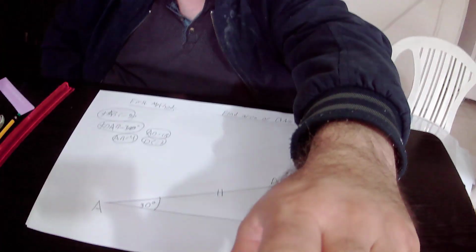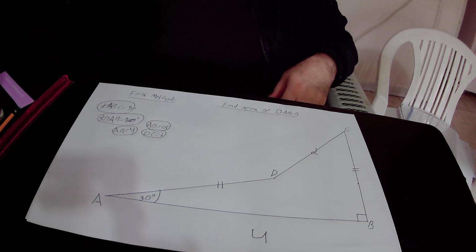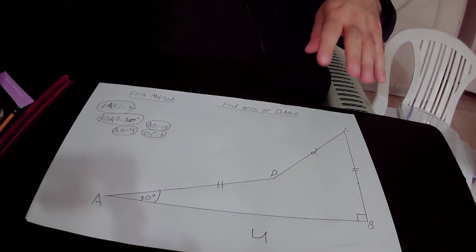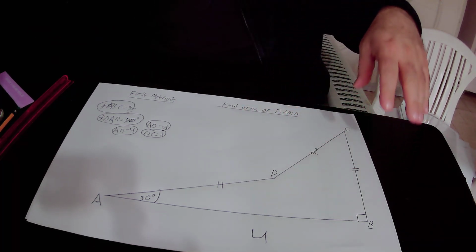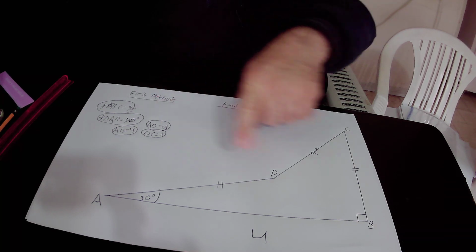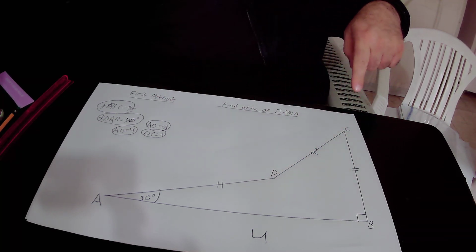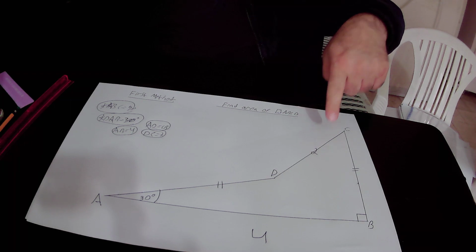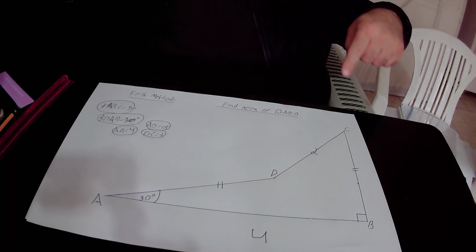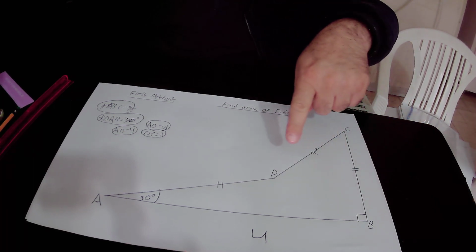Hello, in this lecture we will find out the area of quadrilateral ABCD using two different methods. In the drawing we have quadrilateral ABCD. We know that AB equals 4 units, CD equals 2 units. We also know that CB equals AD.